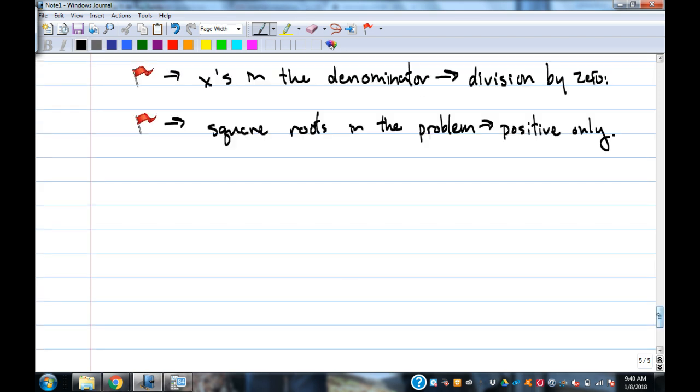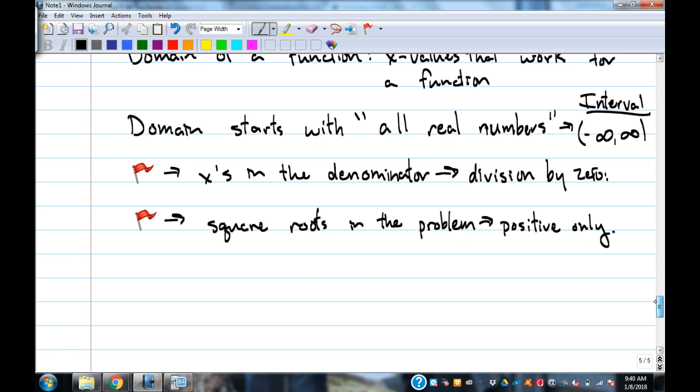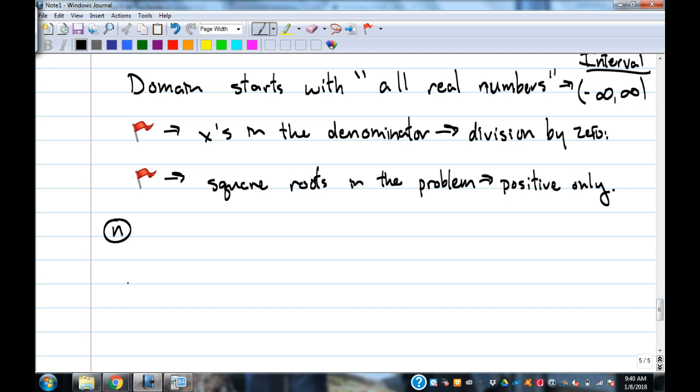Okay, what letter are we on here? All right. Our job is to find the domain. Here's our function. F of x is equal to x squared plus 5x minus 7.